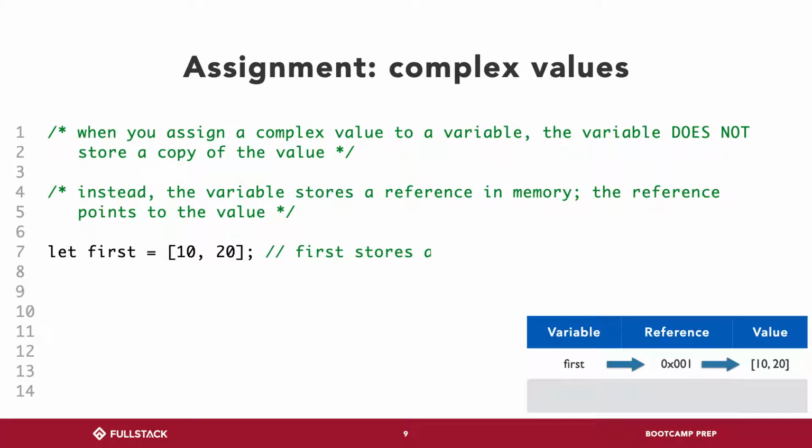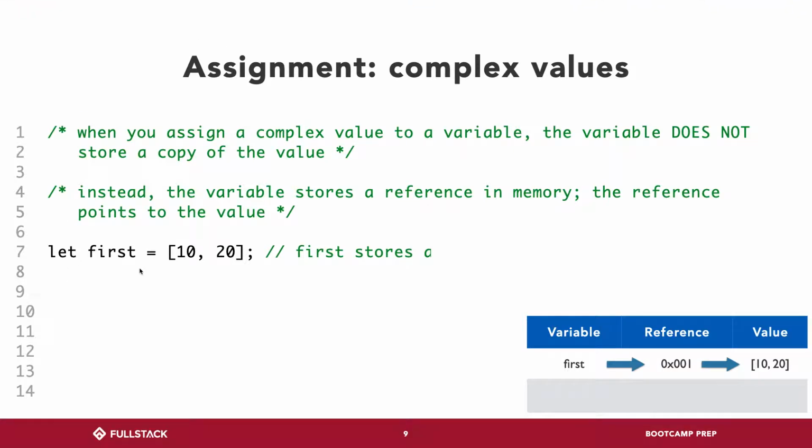So if you say let first is equal to an array, 10, 20, it first stores an array. And it says the first variable is pointing to a reference. You might be confused what this is. Usually addresses in computer memory look like 0x0, whatever. Don't worry about it. This is basically like an address. So it says, okay, I'm going to look up the address in this computer, and it's this value, this array, right?